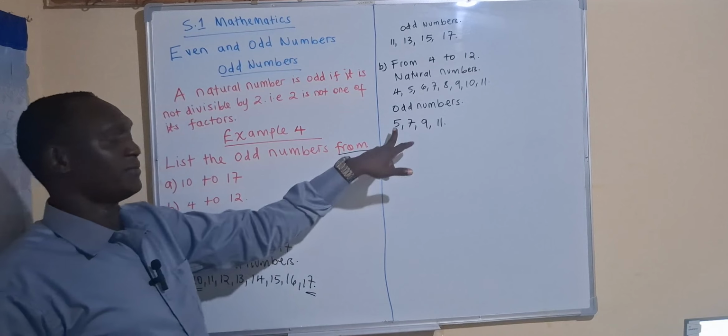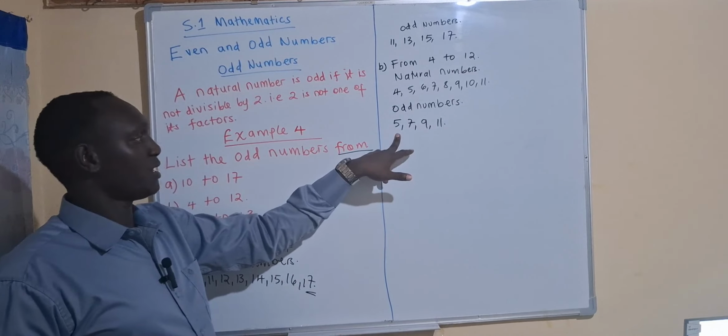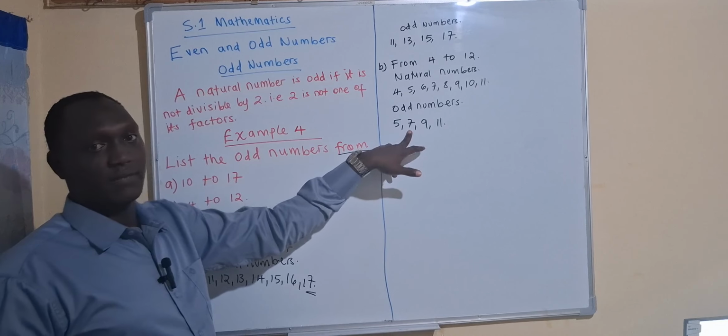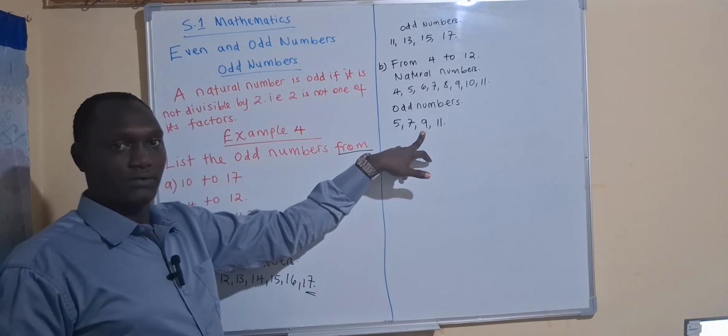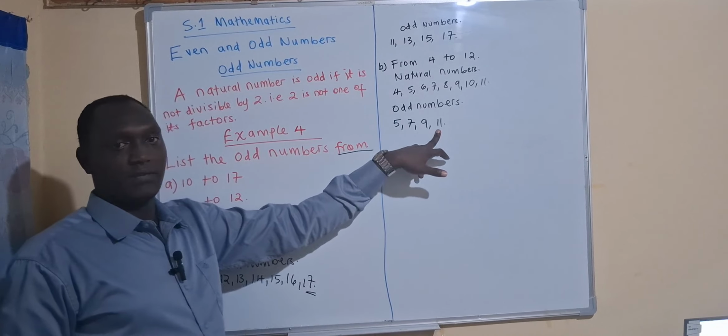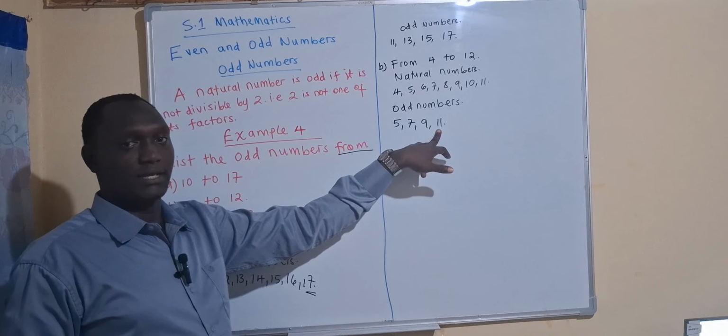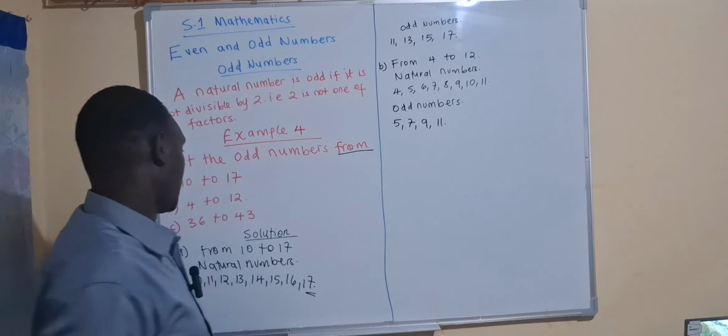For example, 5 divided by 2, we get 2 and the remainder is 1. 7 divided by 2, we get 3, the remainder is 1. 9 divided by 2, we get 4, the remainder is 1. 11 divided by 2, we get 5 and the remainder is 1.